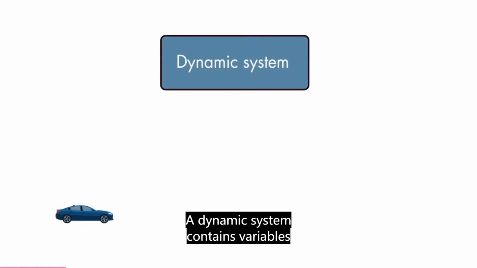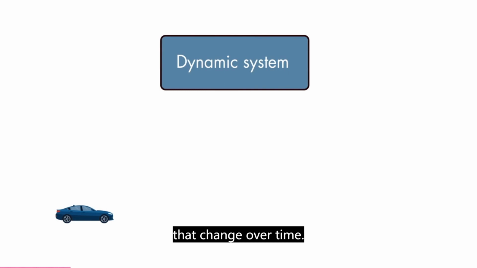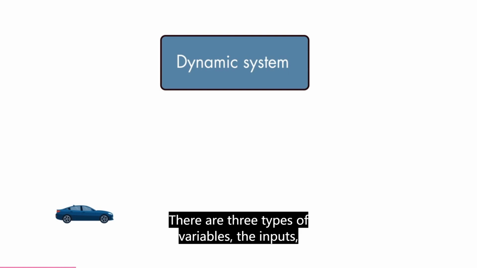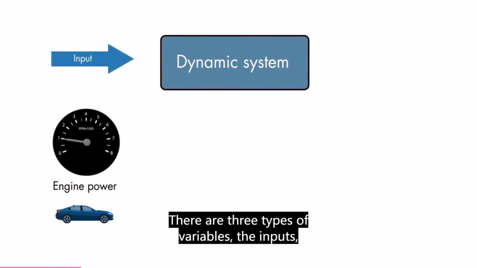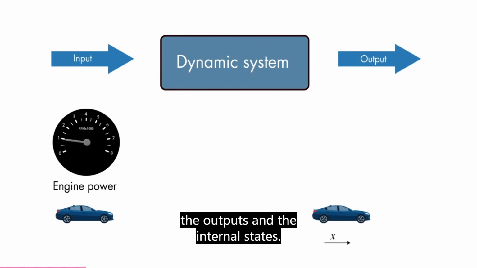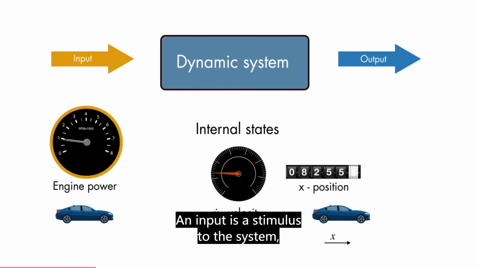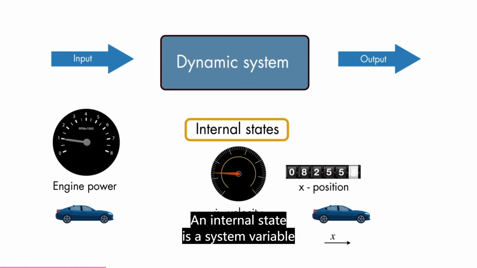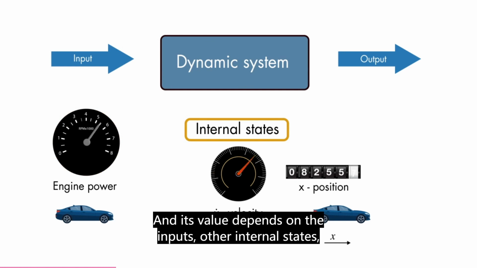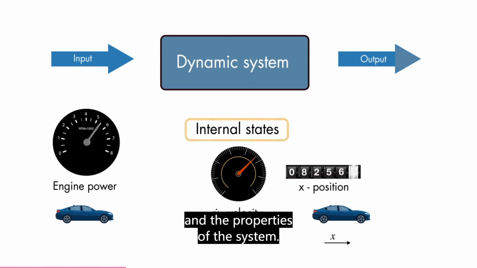A dynamic system contains variables that change over time. There are three types of variables: the inputs, the outputs, and the internal states. An input is a stimulus to the system, and it causes other variables to change. An internal state is a system variable that evolves over time, and its value depends on the inputs, other internal states, and the properties of the system.